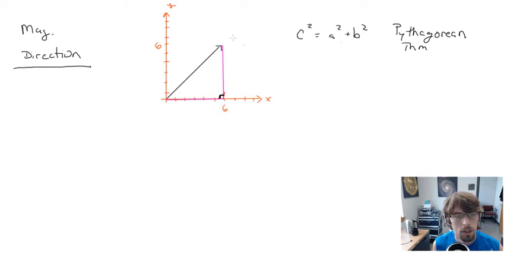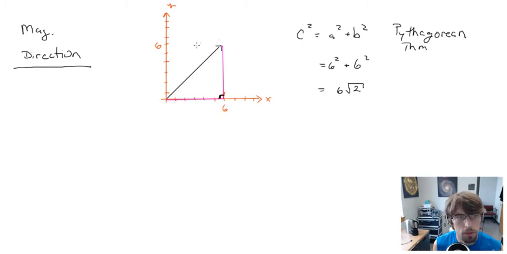So here we see that the overall length of the vector is the hypotenuse of the triangle. And so we can say that the magnitude is the square root of 6 squared plus 6 squared. Or take your pick, I guess I'll call it 6 root 2. 6 root 2 is the magnitude.